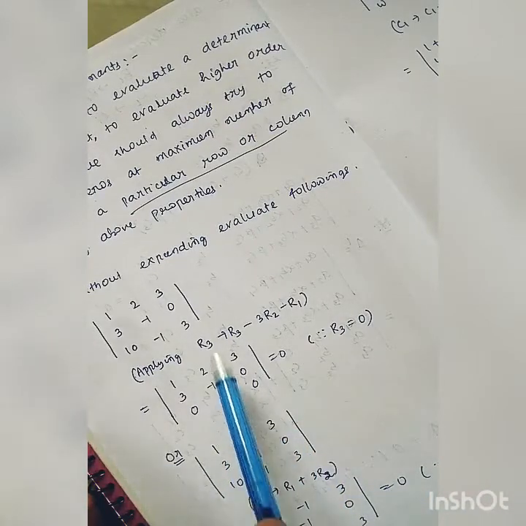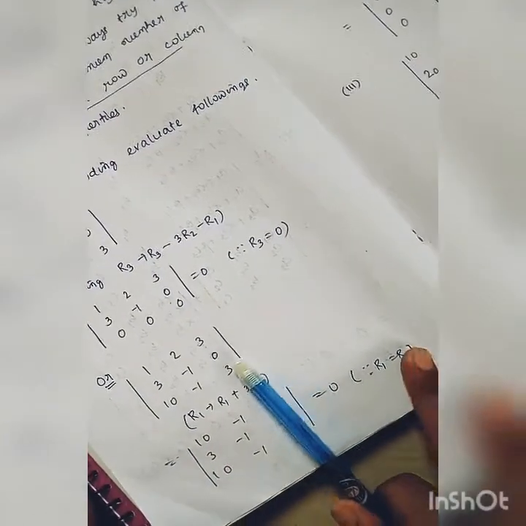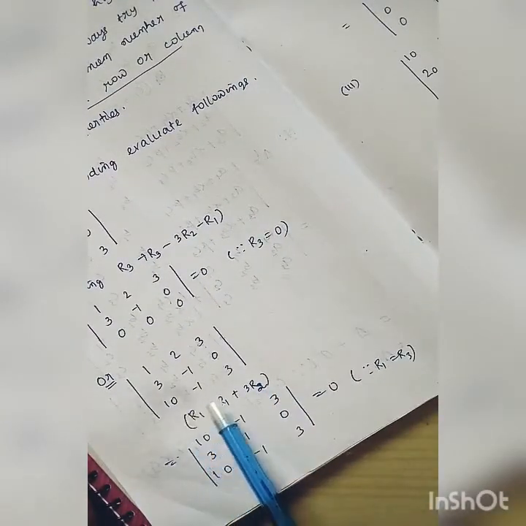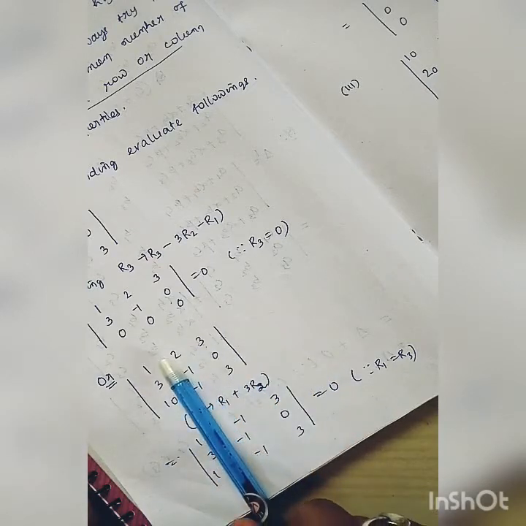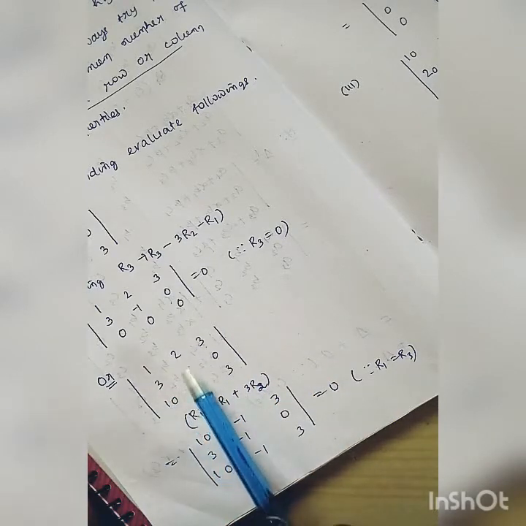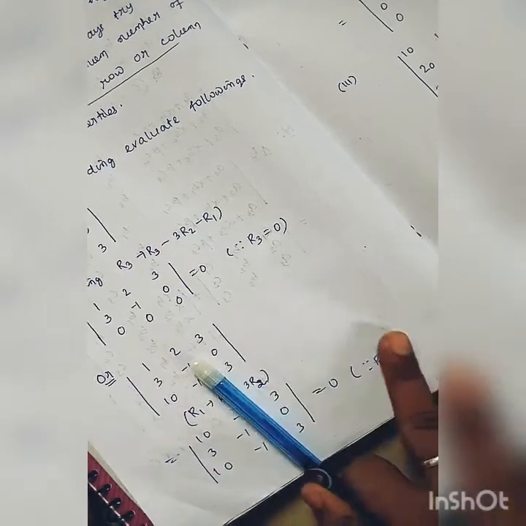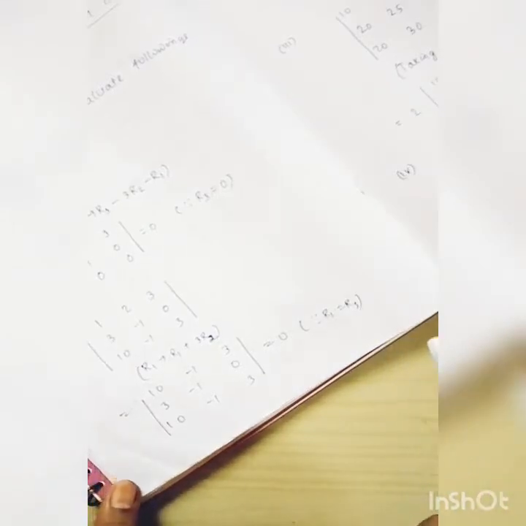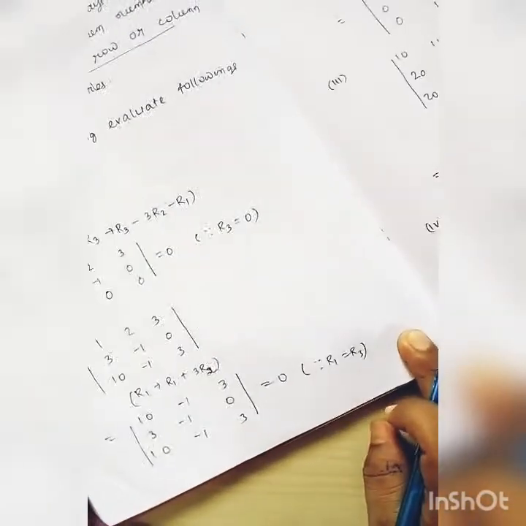We can also solve this by another method. If we change R1 to R1 plus 3 R2, that is 1 plus 9, it is 10, 2 minus 3, it is minus 1, 3 plus 0, it is 3. So row 1 and row 3 are identical, so the determinant of this is equal to 0 by using the identical rows property as row 1 and row 3 are identical.